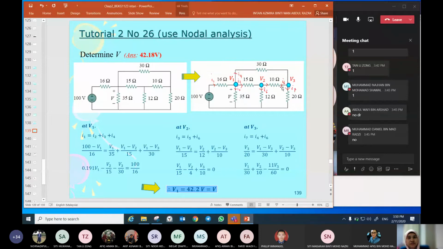And then at V3, the current entering is I6 and I4. The current leaving the node is I7. Substitute I7 is equal to V3 over 20, I4 is equal to V1 minus V3 over 30, I6 is equal to V2 minus V3 over 10. Rearrange, starting with V1 followed by V2 and V3 equal to a round number.